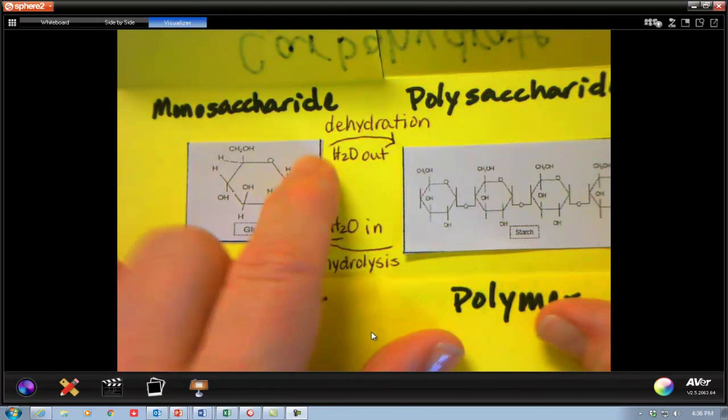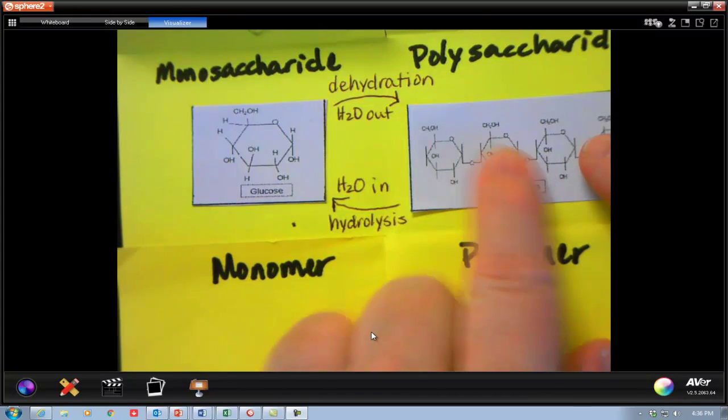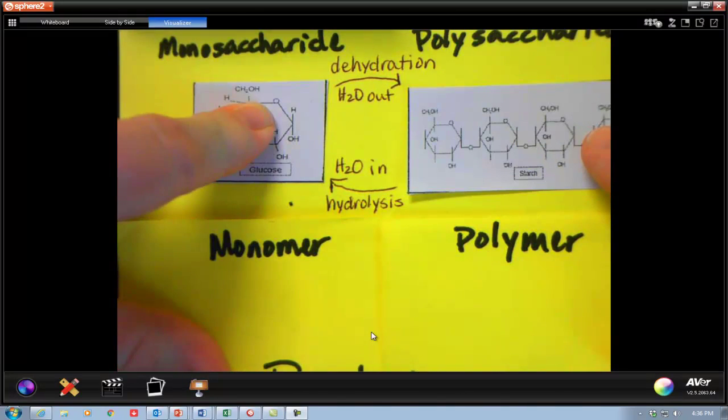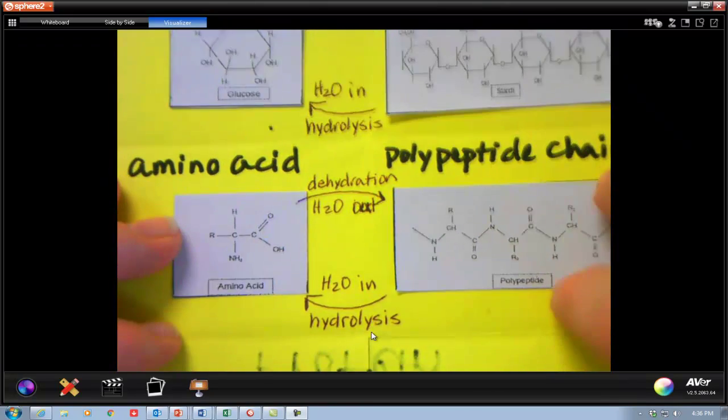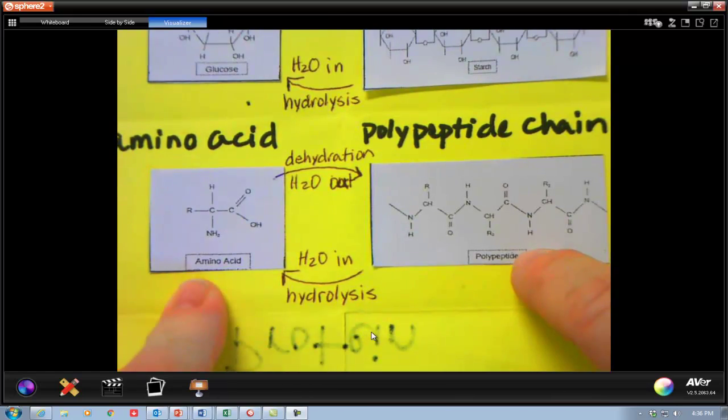So dehydration means water comes out and I make a polymer. Hydrolysis means that water goes in and I go back to the monomer. And so this is an ongoing cycle. You'll see that that's true for each of these. Dehydration makes the polymer. Hydrolysis makes the monomer.